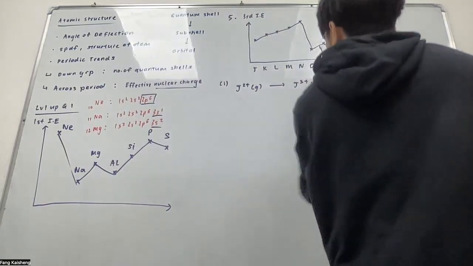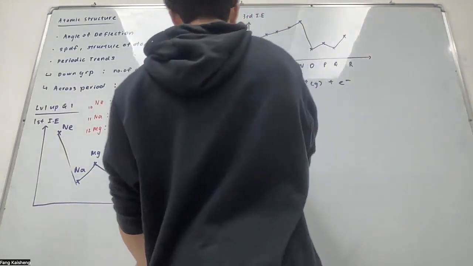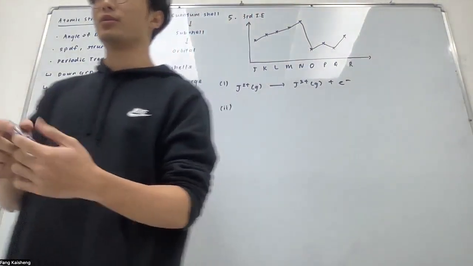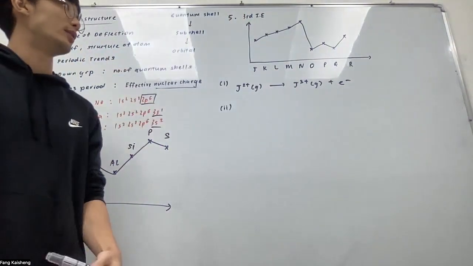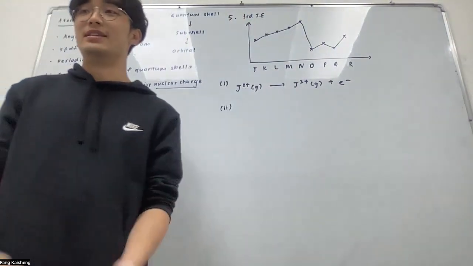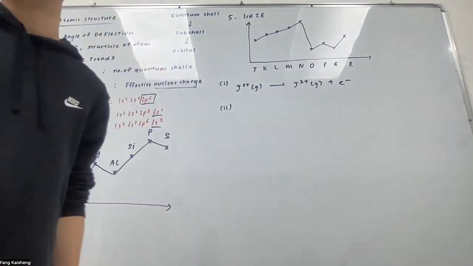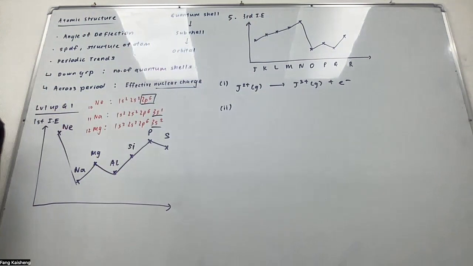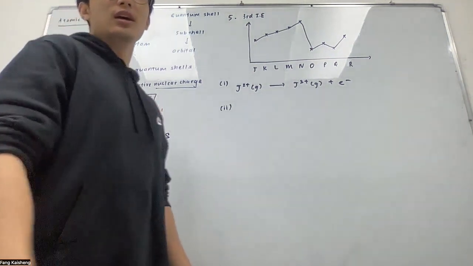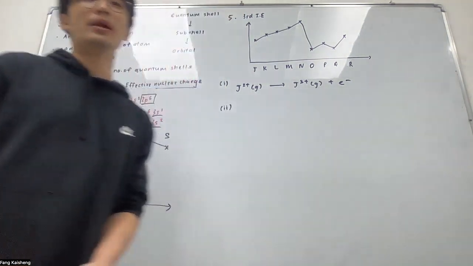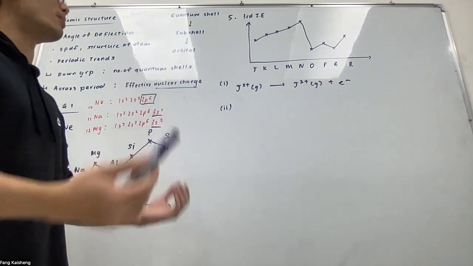Okay, for part 2, they ask to identify element N. I need you all to take it down. The reason why this question is difficult is why? Because are we looking at first ionization energy? No, we are looking at third IE, and the moment they change it up, everything else just gets jumbled up.